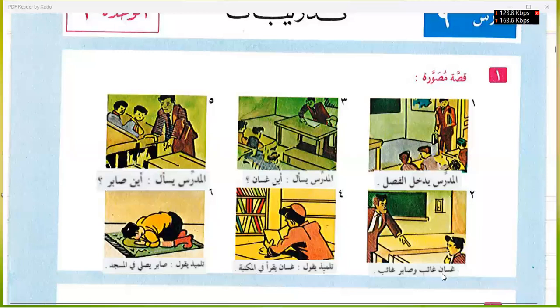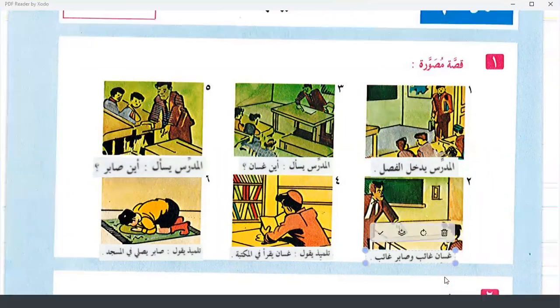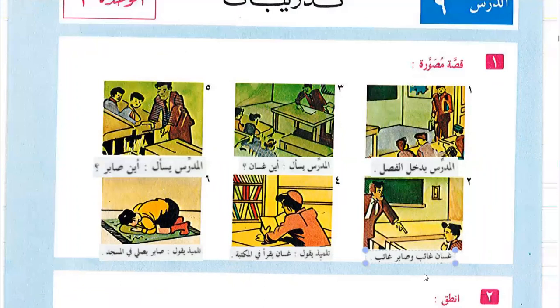Al-mudarrisu yas'al ayna Ghassan. Okay. Ghassan ghaib wa Sabir ghaib. Ghassan is absent and Sabir is absent.